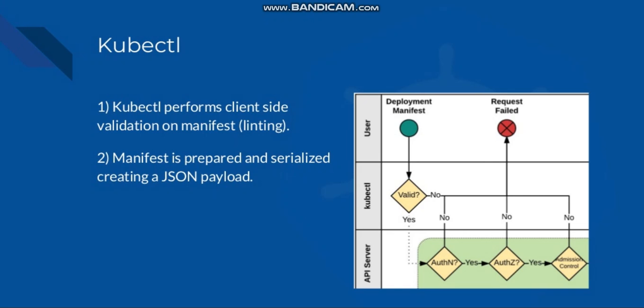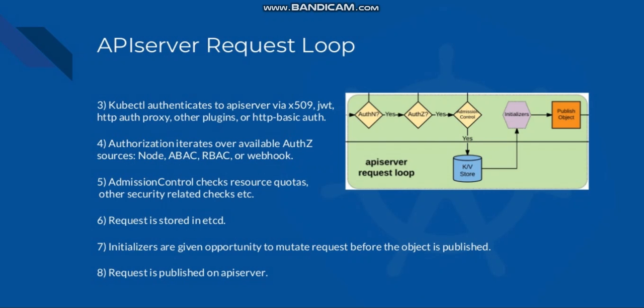If kubectl finds it valid, yes, then it will ask the auth service. If it says yes, the auth service too says yes, then it will go to admission control. So this is self-explanatory. So the API server request loop, what is that? kubectl authenticates to the API server via X509, that is the HTTP auth proxy. Authorization iterates over available authorization sources like Node, RBAC, or webhook. Admission control checks resource quotas, other security related checks, etc.